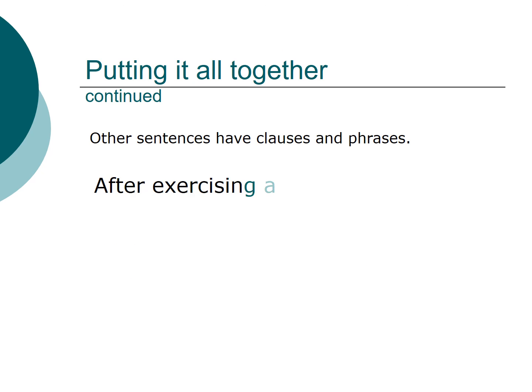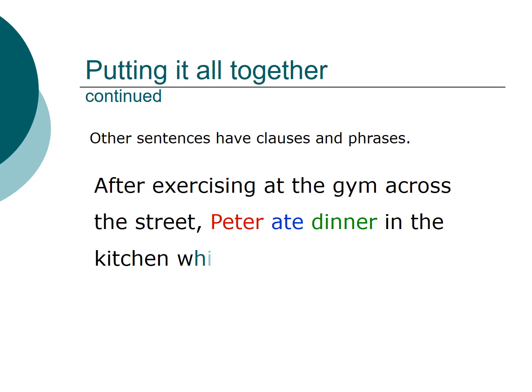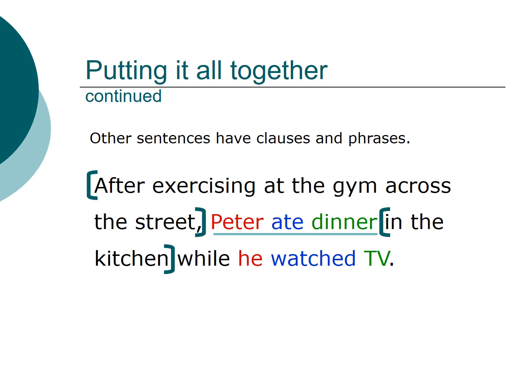Some sentences have clauses and phrases. For example, this sentence: after exercising at the gym across the street, Peter ate dinner in the kitchen while he watched TV. So, if I'm going to speak about "after exercising at the gym across the street," I don't have subject or verb, so this is called a phrase. "Peter ate dinner," I have subject, verb, and object, so this is called a clause.